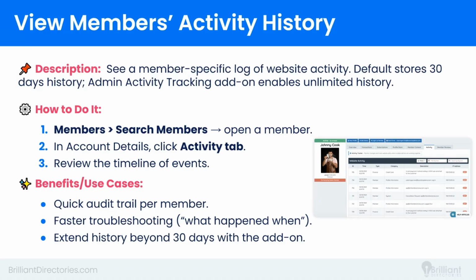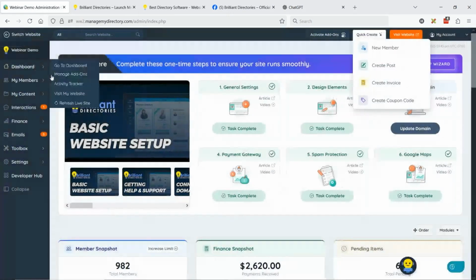And to get to view this activity, it's really simple. You just go to My Members, search Members, find the specific member you're looking for, open them up, and then in the account details, you just click the activity tab and you can see a list, a timeline of all the activity that they've taken on your website.